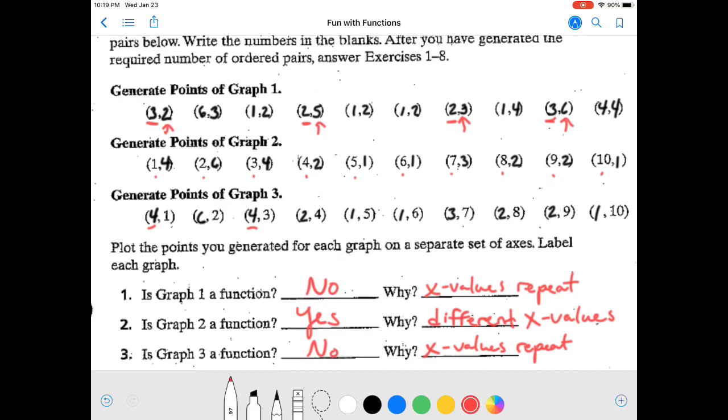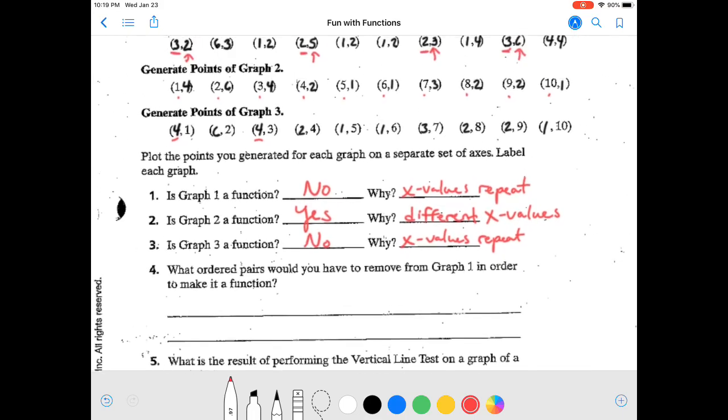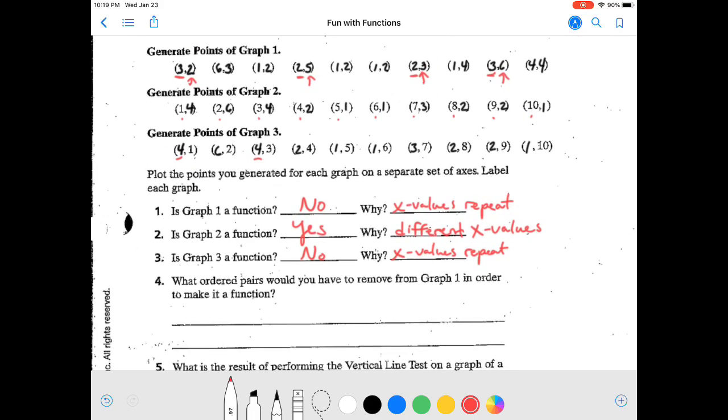Now let's look at the next question on the sheet. What ordered pairs would you have to remove from graph 1 in order to make it a function? So let's look for all the spots where our x values repeated and had different y values. So we have the 3 repeating, the 2 repeating, and this case of the 1 repeating. Once we remove all 3 of those, our graph would still be a function.